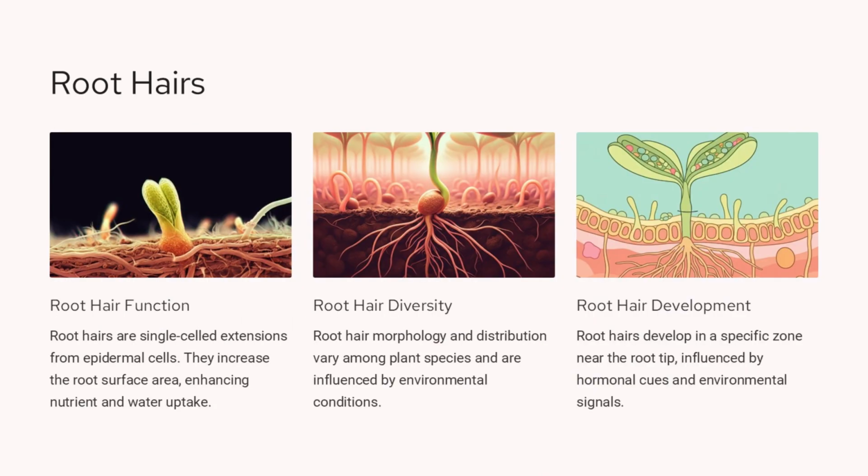Root hairs are single-celled extensions from the epidermal cells of plant roots. They increase the root's surface area, which enhances the plant's ability to take up nutrients and water from the soil. Root hair morphology and distribution vary across plant species and can be influenced by environmental conditions. Root hairs develop in a specific zone near the root tip, a process influenced by hormonal cues and environmental signals.